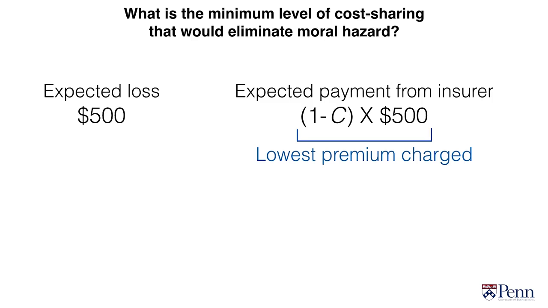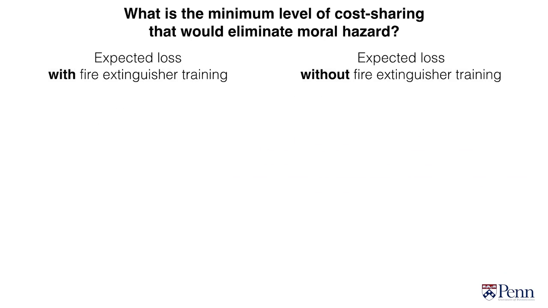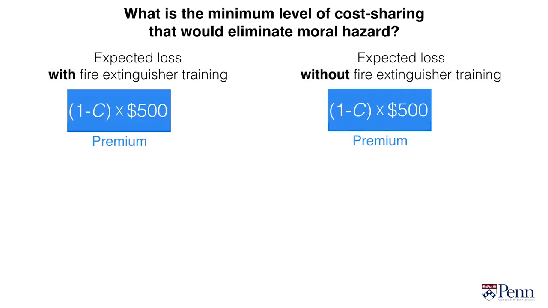So let's assume the owner buys this insurance and pays a premium of 1 minus C times $500. But the insurer cannot observe if the owner provided training or didn't. So the owner may decide to provide training or may decide not to provide training. Let's compare the two scenarios. In both cases, the premium would be identical, 1 minus C times $500.